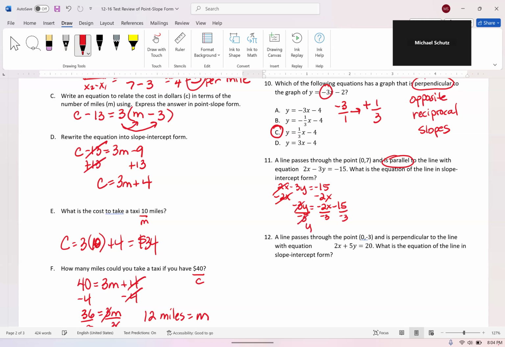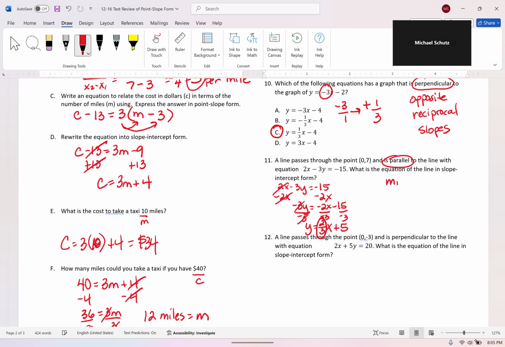Okay, so we get a negative 2 over a negative 3. Negative over negative is positive. 2 over 3 does not simplify. Negative 15 divided by negative 3 is positive 5. So the slope of the given line is 2/3.